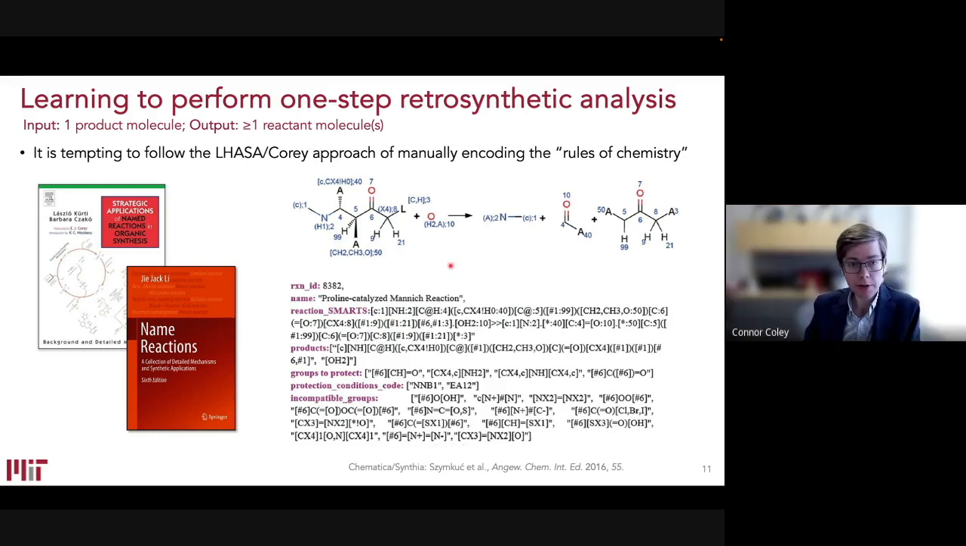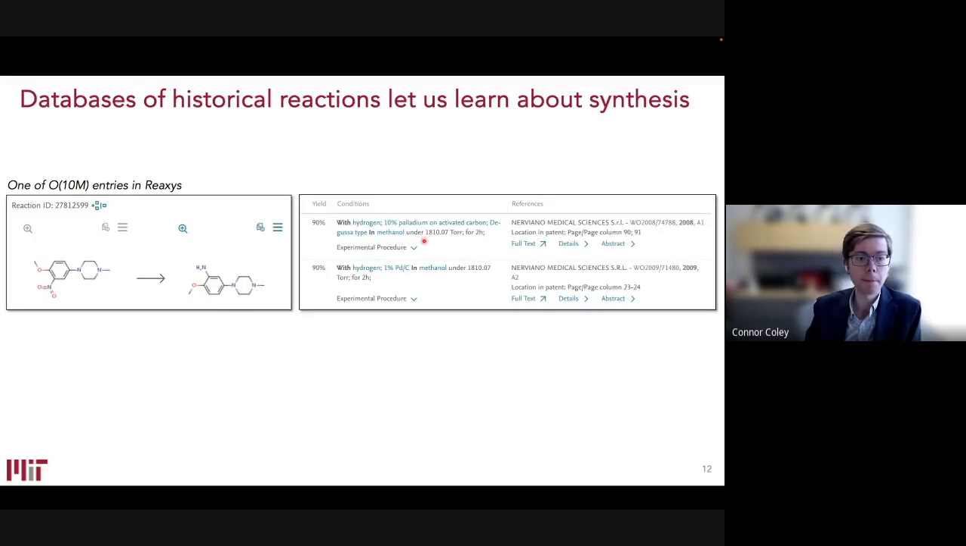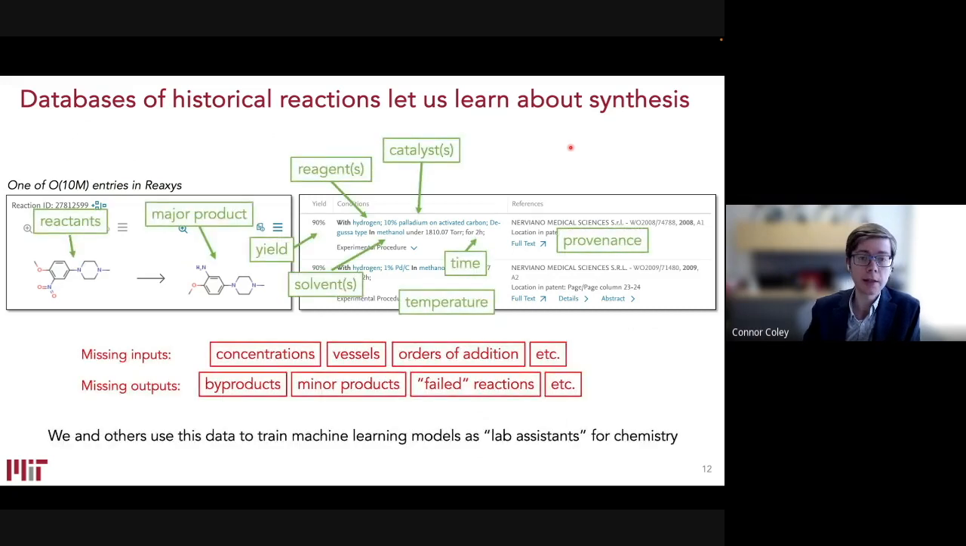Now here, this is sort of showing human experts writing down everything. We instead, and plenty of others, also try to learn these kinds of transformation rules from data. So chemical publishers over the past 100+ years have curated these databases of chemical transformations. And so we have a really rich history of information to use to infer what reactions are possible.